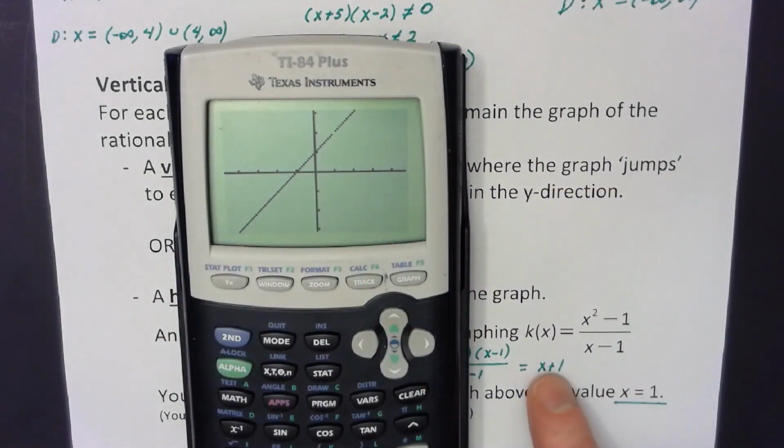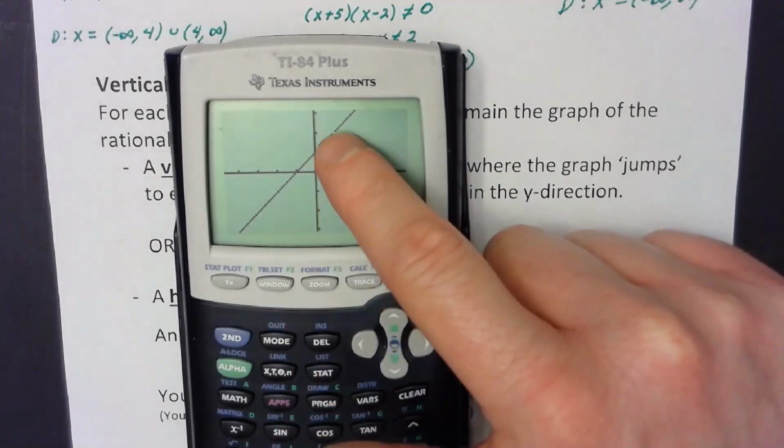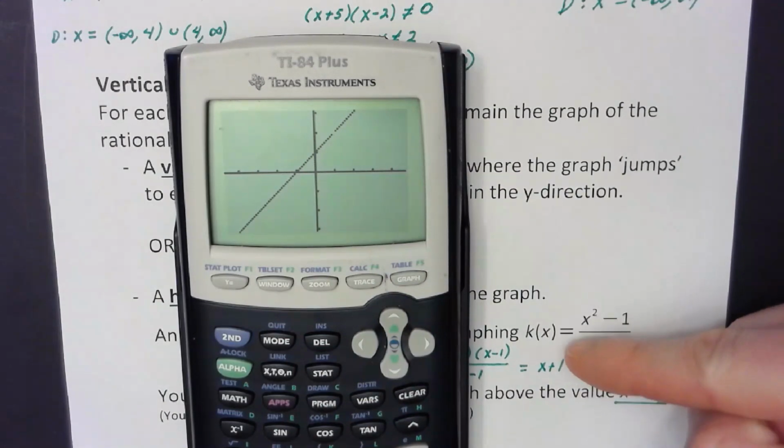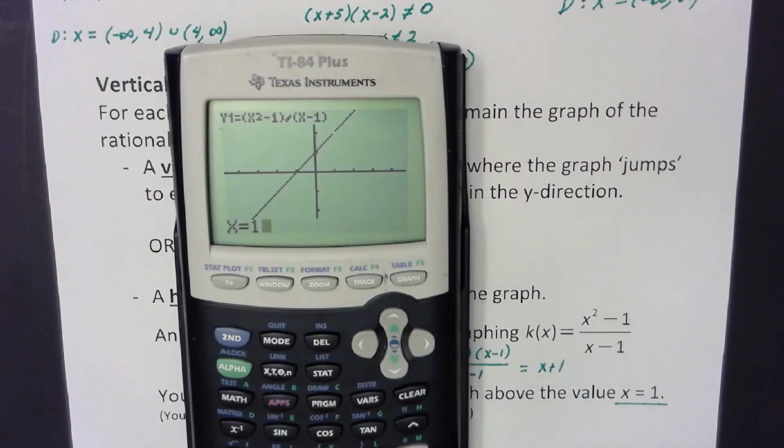So this is saying, hey, this is just a graph of y equals x plus 1, with the exception that at y equals x plus 1, when x is 1, your y value would be 2. If you hit trace x equals 1, your y value here is undefined. This function does not exist at 1. However, it should be approaching the y value of 2 as x approaches 1, because if this were just the function x plus 1, when x is equal to 1, the y value would be 2.